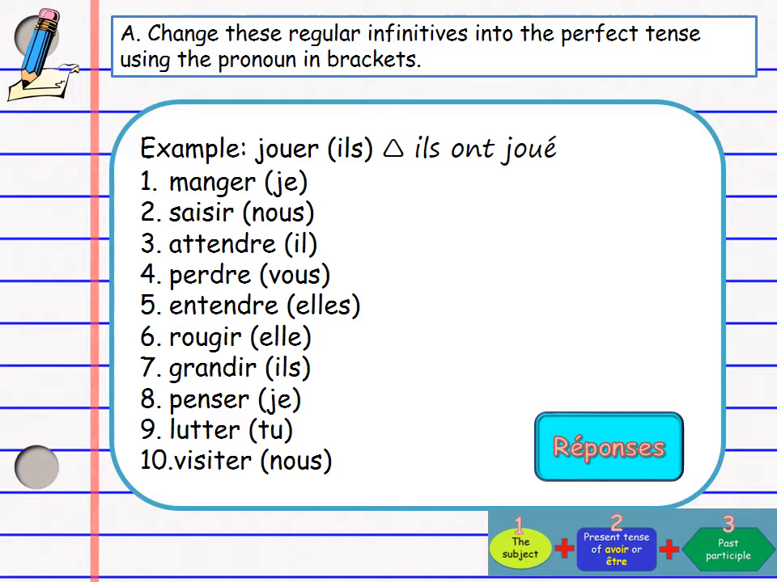So let's try it with number 1, manger. So we know how to form our past participle with an ER verb. We've got our pronoun, which is je. We have to find the correct form of avoir. So the correct form of avoir for je is j'ai. And then we're taking off the ER, putting on an E accent for manger. So j'ai mangé, I ate or I have eaten. Pause it here and have a go yourselves. Bonne chance!